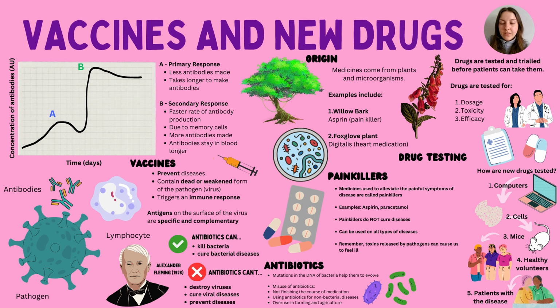The graph shows the concentration of antibodies over time, and in the first primary response, fewer antibodies are made as it takes longer for the antibodies to be created, but also for the different white blood cells in the immune system to respond to the pathogen and identify it. However, in the second response, there is a faster rate of antibody production due to memory cells, which are able to differentiate and produce those antibodies that are needed. So more antibodies are made and stay in the blood longer, and this happens at an increased rate.